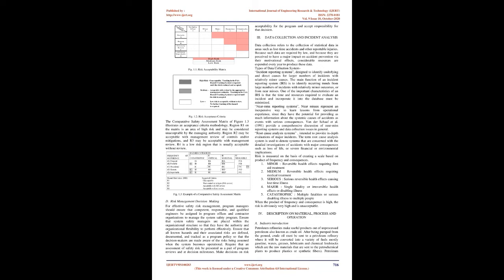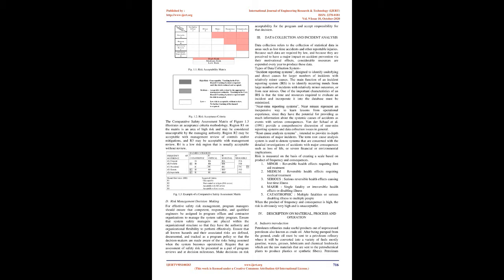Table 1.2, Event likelihood, probability. Level, Specific event. Frequent: A. Likely to occur frequently. Probable: B. Will occur several times in the life of the system. Occasional: C. Likely to occur sometime in the life of the system. Remote: D. Unlikely but possible in the life of the system. Improbable: E. So unlikely, it can be assumed that occurrence may not be experienced.